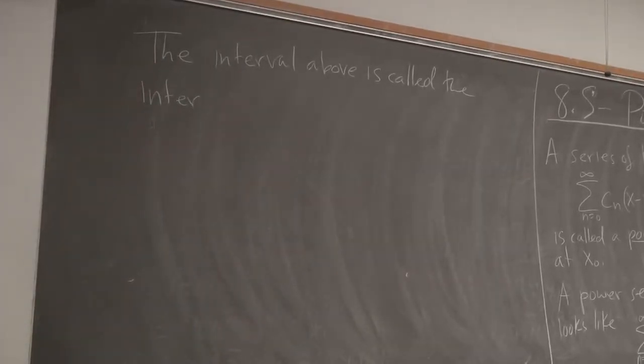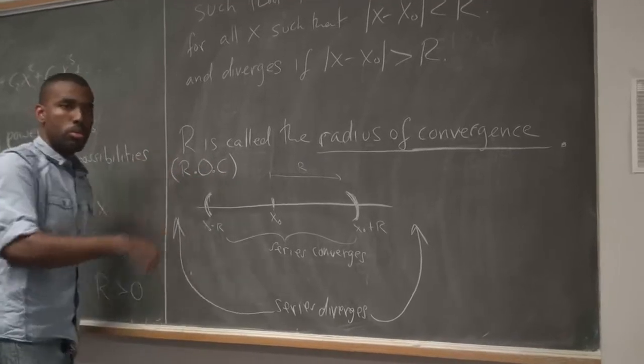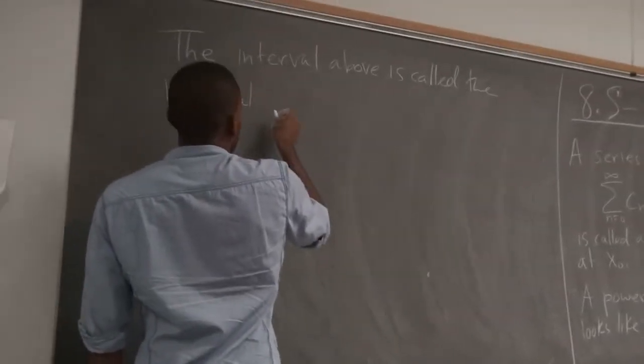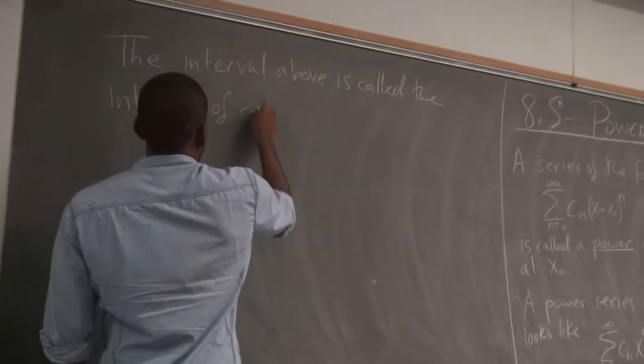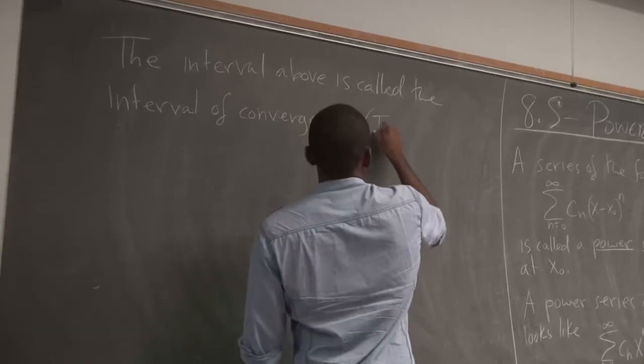Here you can put an abbreviation, because I'll probably do it when I'm writing down problems. Just write ROC. Abbreviate radius of convergence. And then there's the interval of convergence, which I'm going to abbreviate IOC.